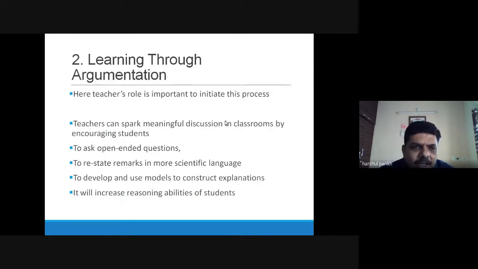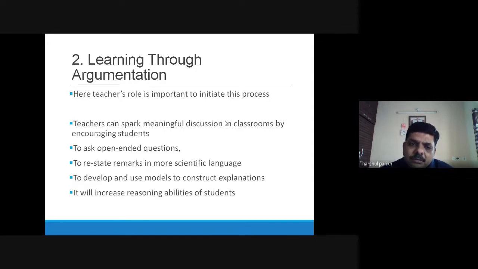There should be learning through argumentation. Here argumentation means students should have questions arise in their mind on the topic, subtopic, or any kind of educational process. For that, the teacher's role is very important to initiate this process. Teachers can spark meaningful discussion in the classroom and encourage students to ask open-ended questions.